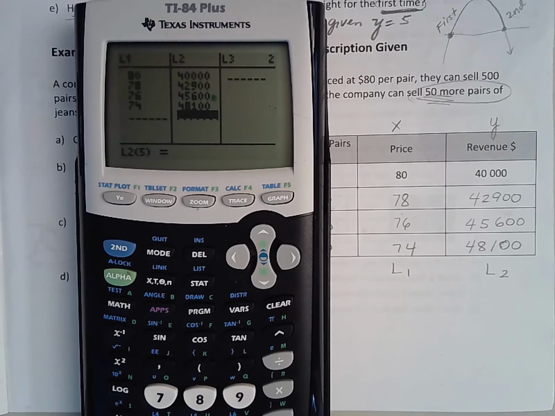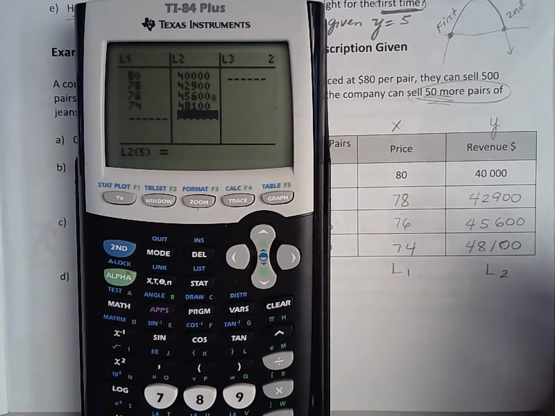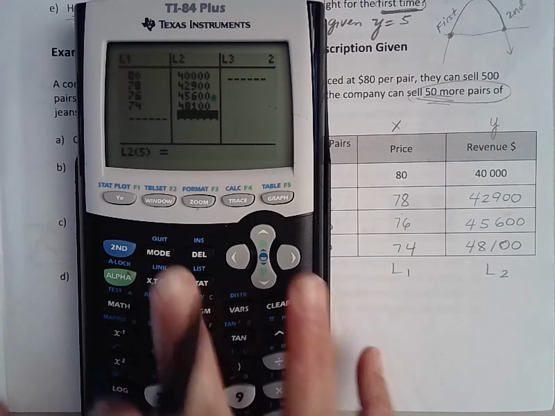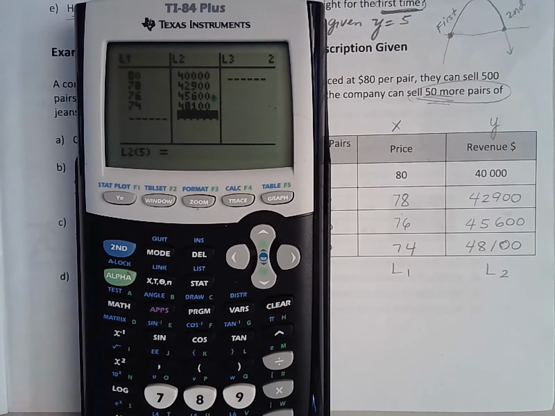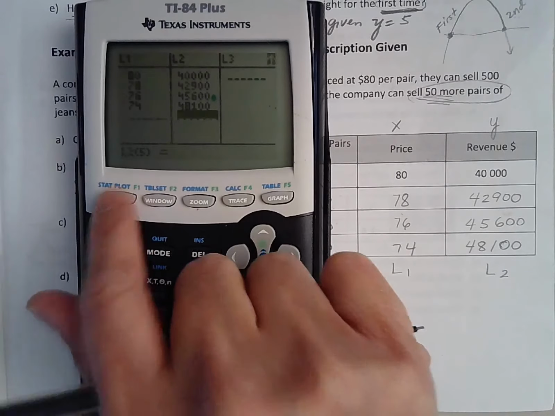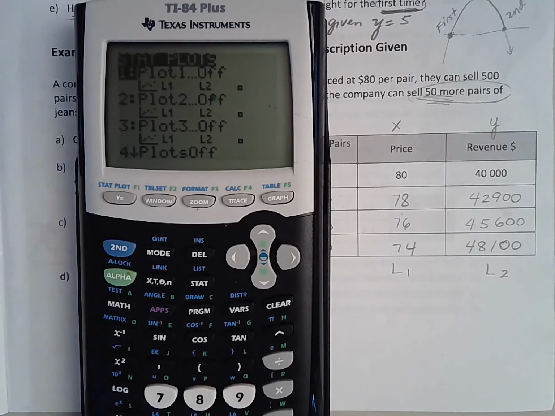Okay, you're done. Now, what's the next thing that you normally do when you enter data? Second Y. Yeah. Okay, yep, to turn on your stat plot. So go ahead, turn on your stat plot.